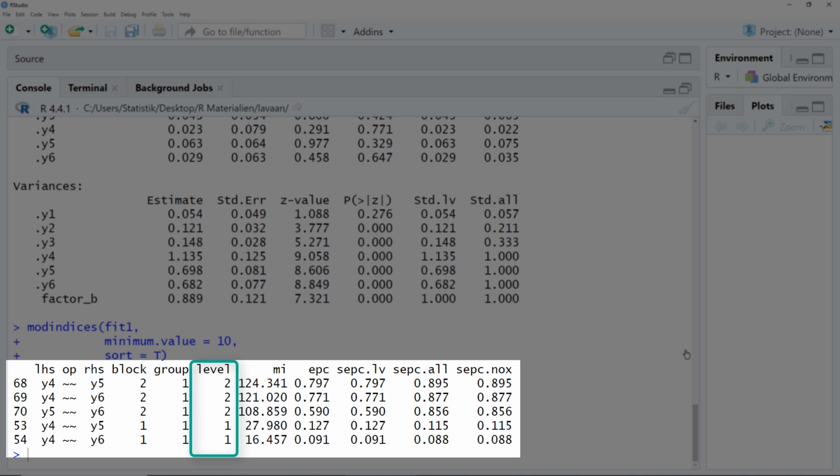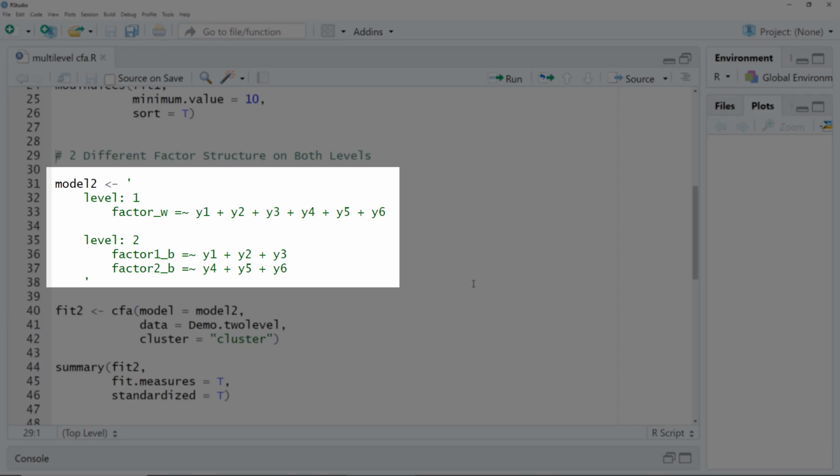So the first 3 are modification indices on level 2, and then the next ones are on level 1. If you look at the first 3 modification indices, it very much looks like those 3 items, y4, y5, y6, have something additional in common. This is a typical indication that we need an additional factor. So instead of just allowing one of those error covariances, in a situation like this, allowing a new factor for these 3 variables. So that's our next model.